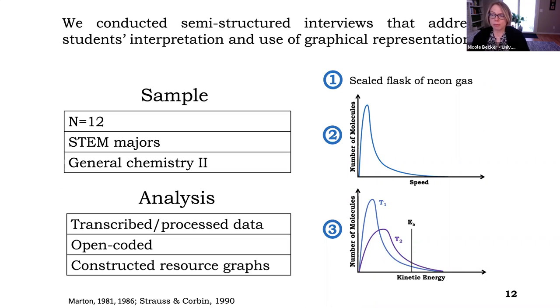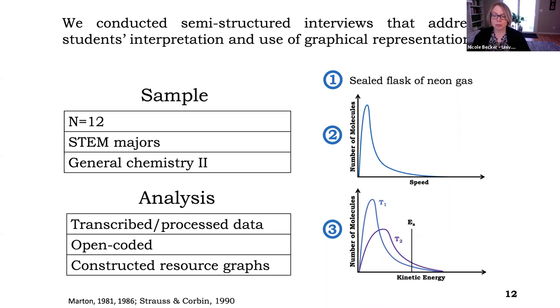In the first prompt, we provided students a scenario in which neon gas was placed in a sealed flask at room temperature and constant pressure, and asked them to describe and sketch what they imagined was occurring within the flask. Next, we asked students to predict what would happen if the temperature of the flask were raised by 100 degrees. This first prompt, which has no graph, was important for our study because it provided information regarding the extent to which students considered particulate level variation outside of the context of graphical representations.